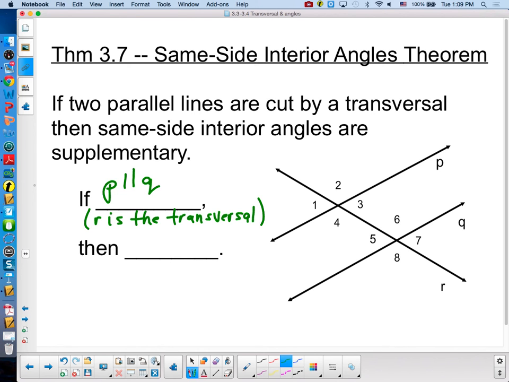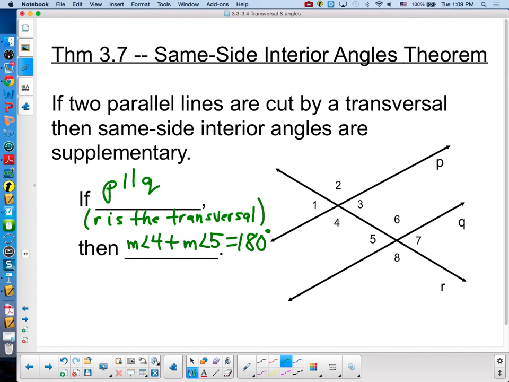Then how do we say they're supplementary? We said that means they add up. Morgan? Okay, measure of angle 4 plus measure of angle 5 equals 180 degrees. Okay, correct. We could do it that way.